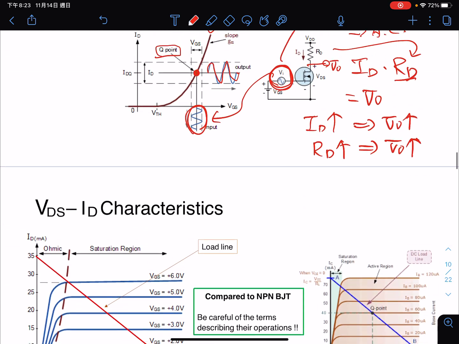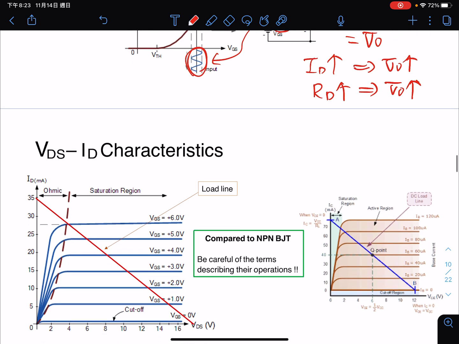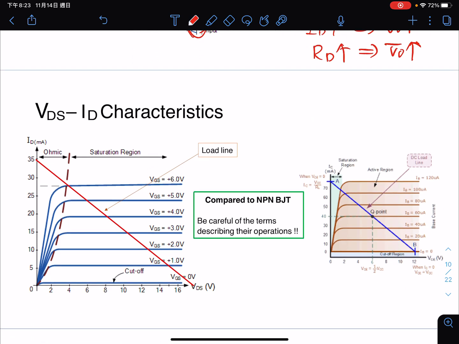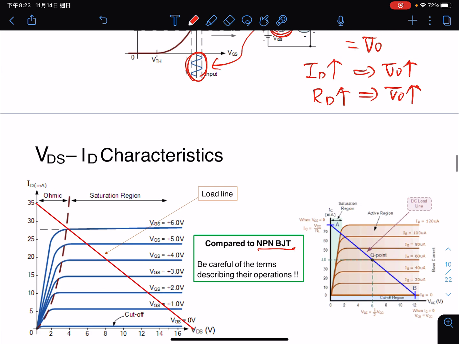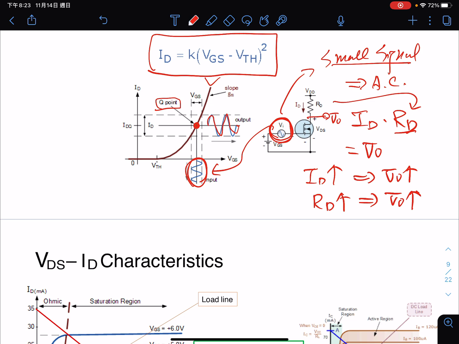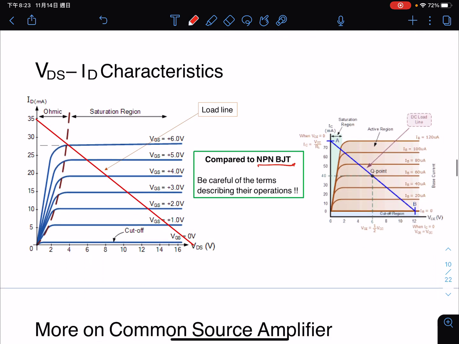And let's compare the MOSFET and the bipolar junction transistor here. This is another characteristic curve. This is the first characteristic curve. But we have the other characteristic curve.